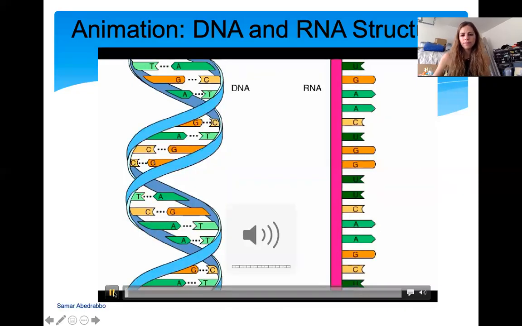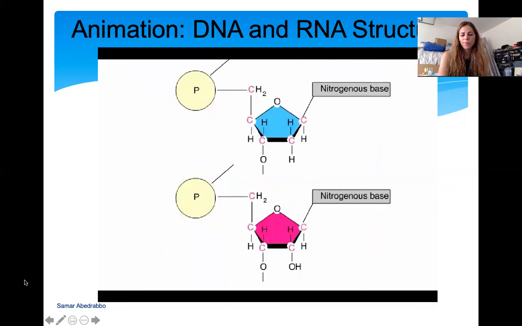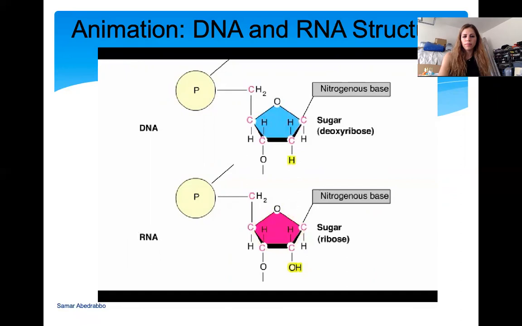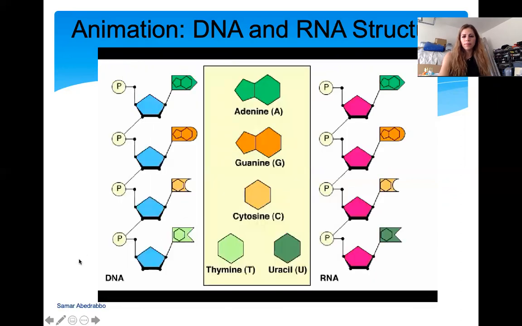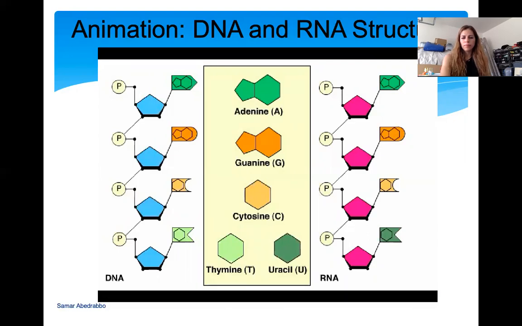DNA and RNA are nucleic acids, polymers made of subunits called nucleotides. One difference between DNA and RNA is the type of sugar their nucleotides contain. DNA contains the sugar deoxyribose, while RNA contains the sugar ribose. Ribose has 1 more oxygen atom than deoxyribose. DNA and RNA are each composed of 4 different nucleotides, which differ in their nitrogenous bases. 3 of the 4 bases are the same in DNA and RNA: adenine, guanine, and cytosine. The 4th base in DNA is thymine. In RNA, it is uracil.